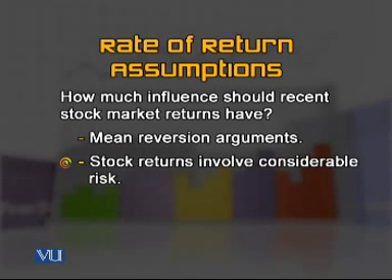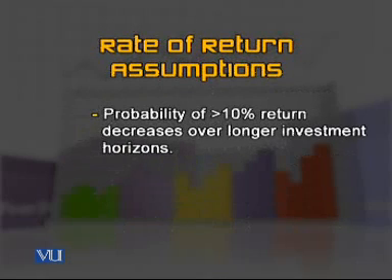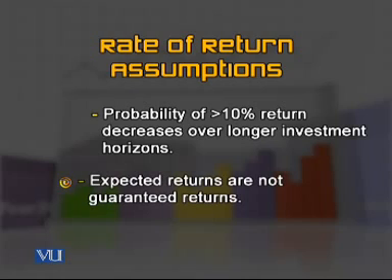That is very understandable. Also the fact that the probability of a 10% return is 50% regardless of the holding period. But if you're looking at returns higher than 10%, the probability would reduce. And if you're looking at returns lesser than 10%, there will be considerably more probabilities. We have by now also concluded that expected returns are not guaranteed returns. Expected returns are different from realized returns.